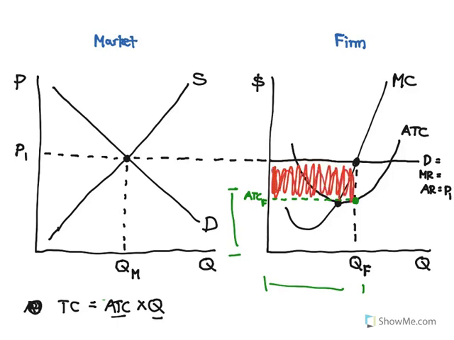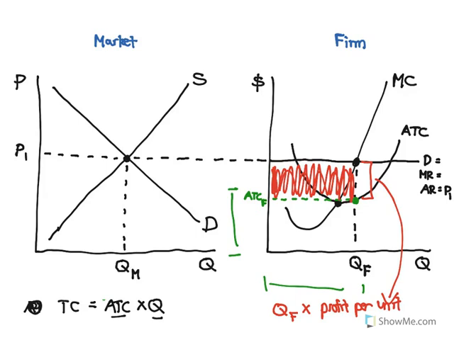Another way to think about that is to find the area of the profit box. It would be QF times profit per unit. Profit per unit would be this distance right here. This would be profit per unit. The base would be how much the firm is producing, and that would get me profit.